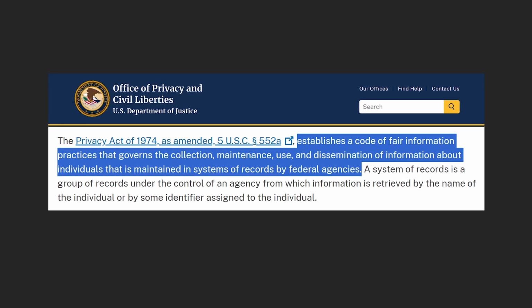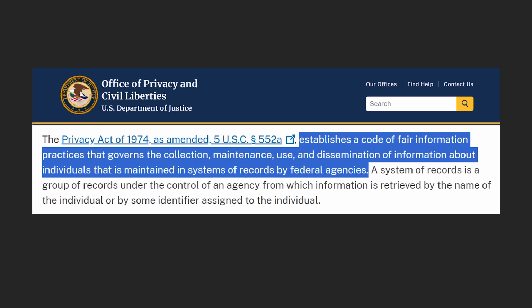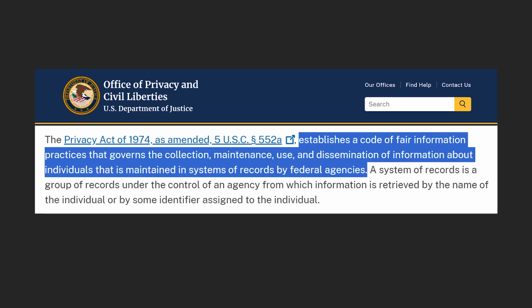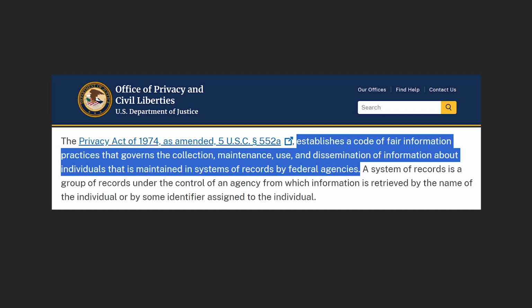According to the Office of Privacy and Civil Liberties, the Privacy Act of 1974 establishes a code of fair information practices that governs the collection, maintenance, use, and dissemination of information about individuals that's maintained in a series of records by federal agencies. It requires that the agencies give public notices of their systems. The law bans federal agencies from sharing your personal files without your written permission, but includes 12 specific exemptions, including routine law enforcement uses and health requests.